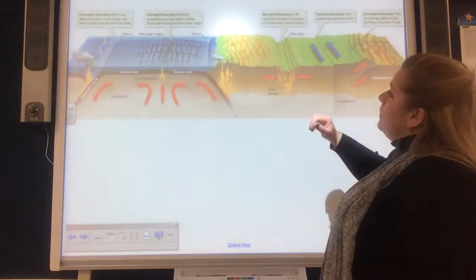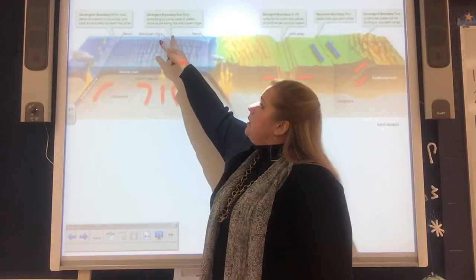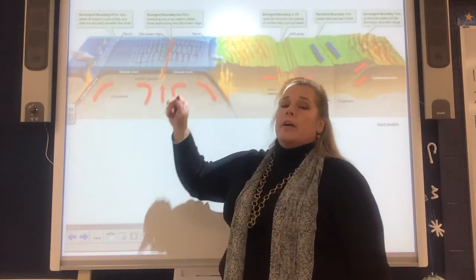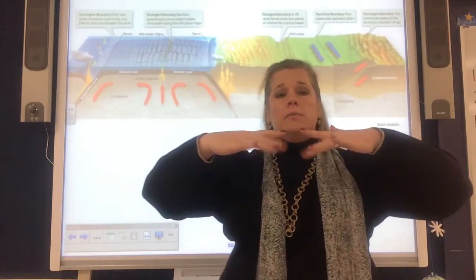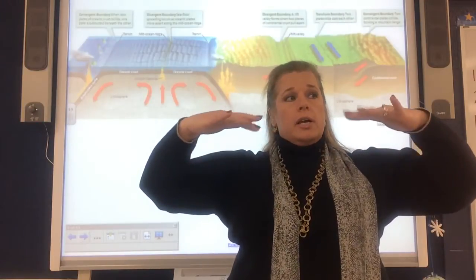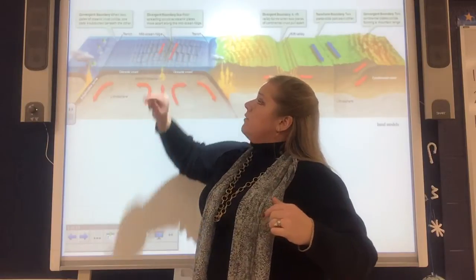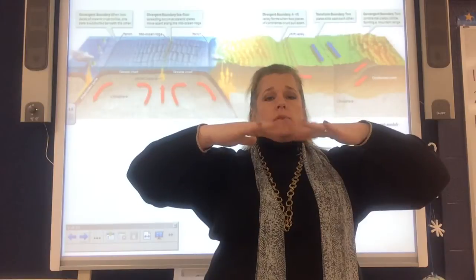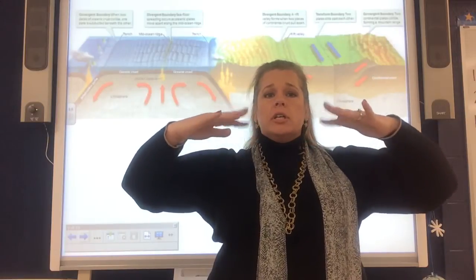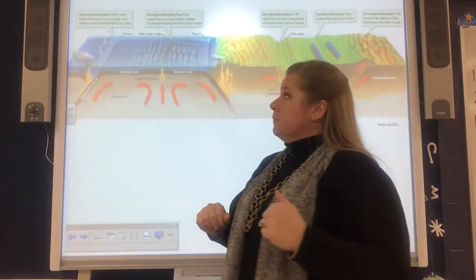Our next boundary is between two pieces of oceanic crust here at a mid-ocean ridge. They are diverging. So you have two pieces of oceanic crust now diverging, and when that happens, you get this higher in elevation ridge, which is a mountain range. So you have two pieces of oceanic crust diverging, creating an underwater mountain chain.